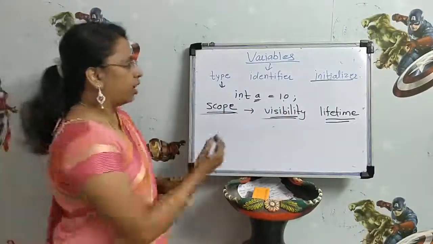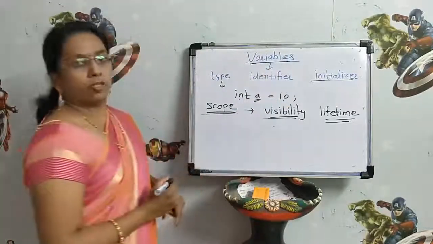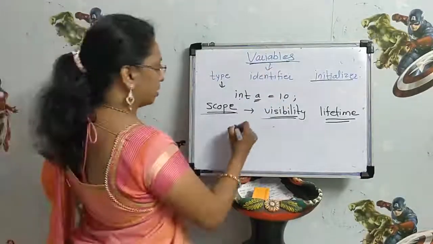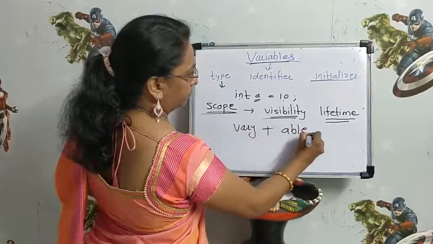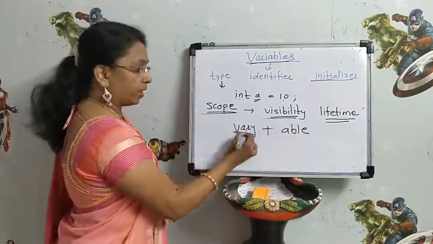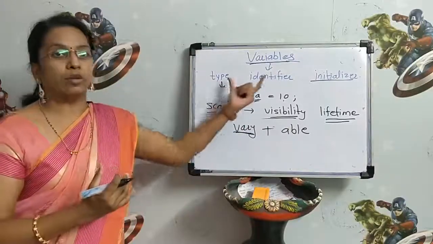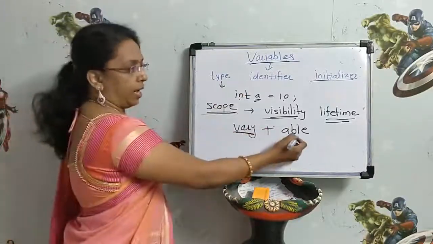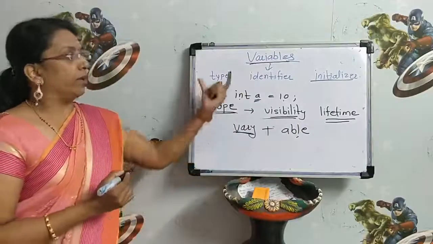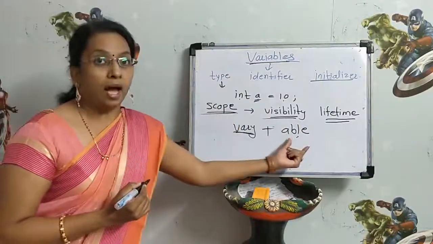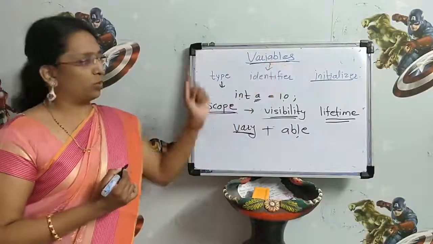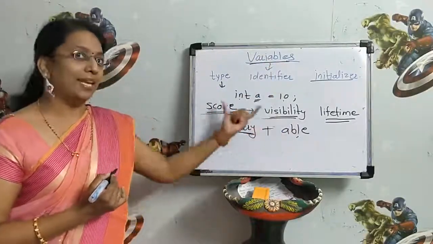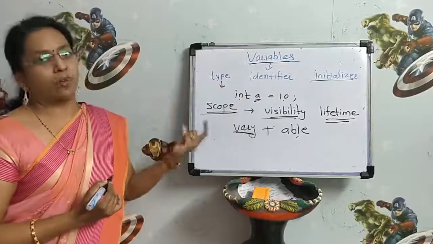Now this word variable basically consists of two words, vary plus able. Vary means we can change. You can change the values of this variable. When it is allowed to change the values, then it is called a variable. So vary plus able, variable. That's why the name is variable.